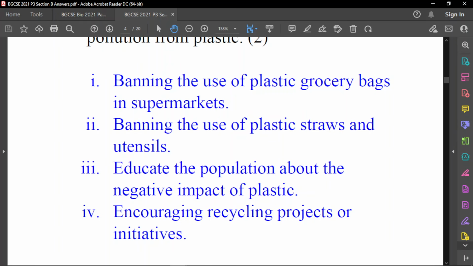Again, what they're trying to do is also to educate the population about the negative impact of plastics. Another possibility here is encouraging recycling projects or initiatives. Like Cans for Kids, for example, is another initiative that came up with collecting cans and so on. And there are many other initiatives that the government is actually involved with.